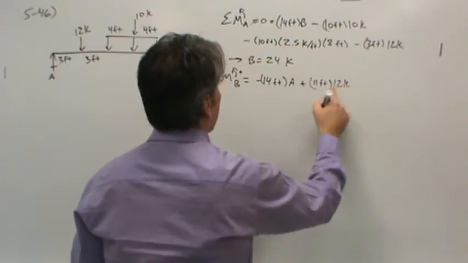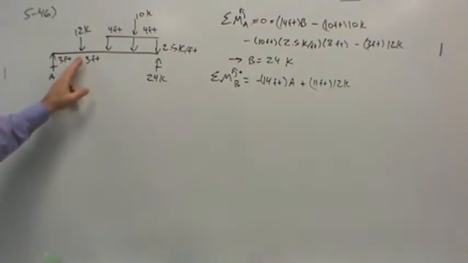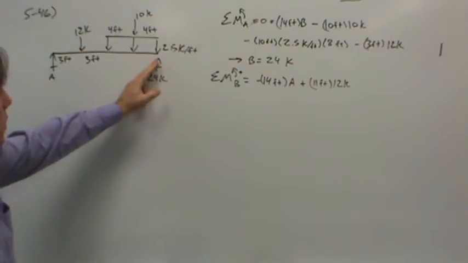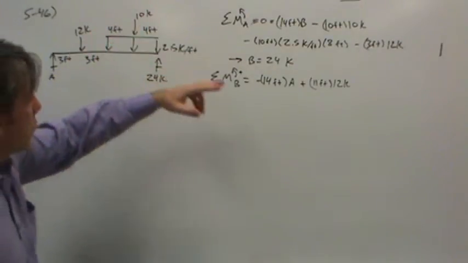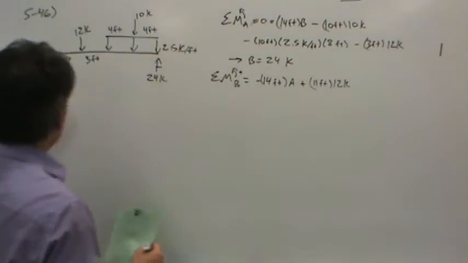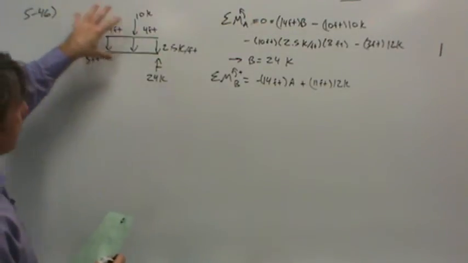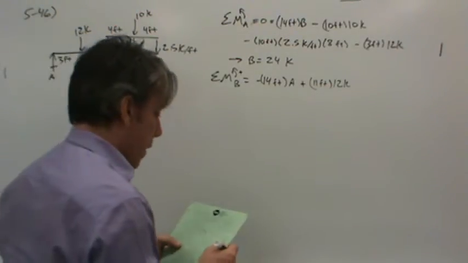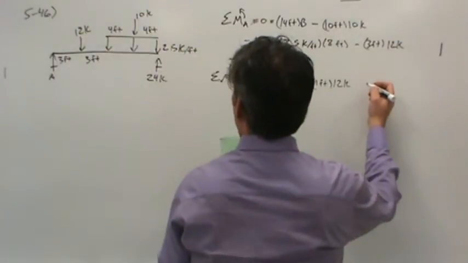12K load. Why? Well, the 12K load, if we look where it's at relative to where we're summing moments, 3 plus 4 plus 4 is 11, so that's where that comes from. That takes care of A, the 12K load. Now let's take care of these two loads. And the next one I worked with was the distributed load.